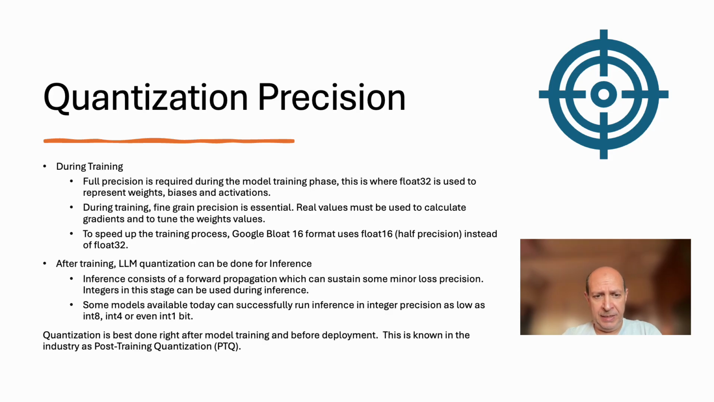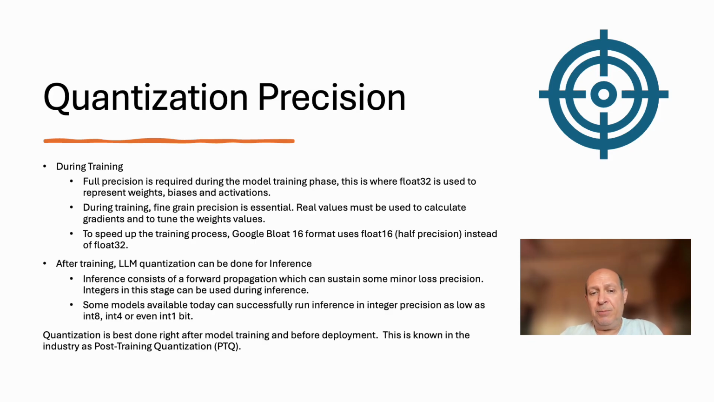During the training, full precision is required during the model training phase. This is where float 32 is used to represent the weights, the biases, and the activation values. During this training phase, fine-grained precision is essential. Real values must be used to calculate gradients and to tune the weight values.